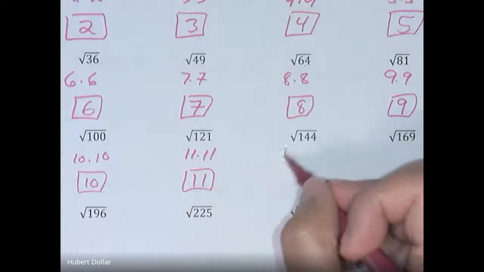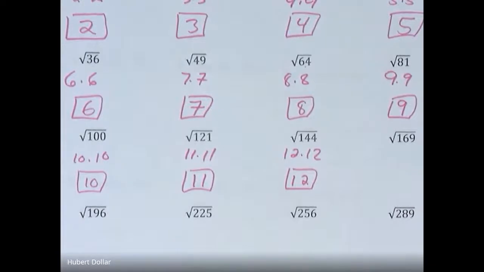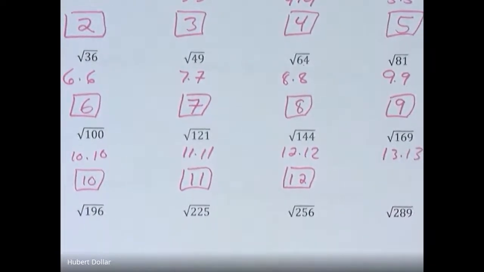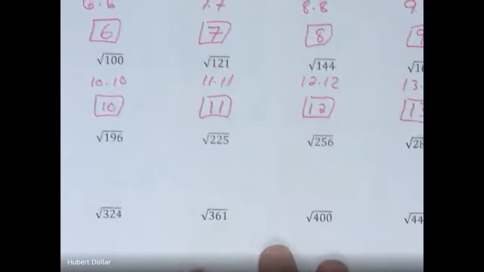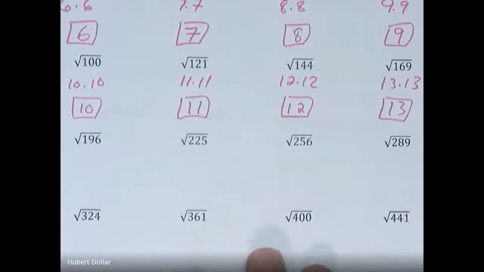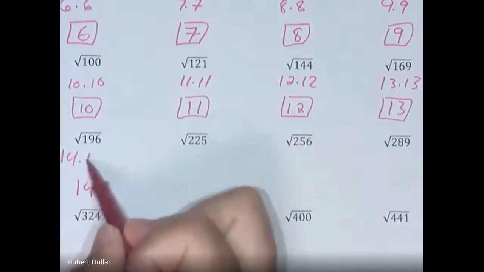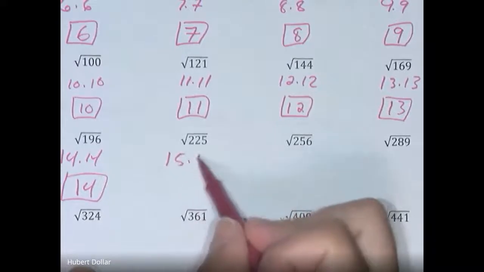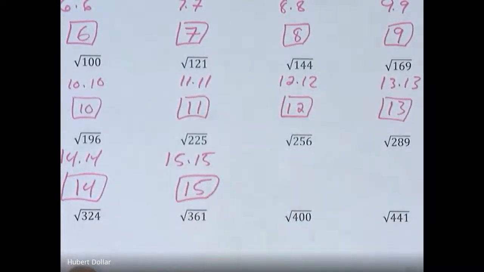The square root of 144 is 12 because 12 times 12 is 144. Because 13 times 13 equals 169, the square root of 169 is 13. And the last couple, you should just go through very quickly. The square root of 196 is 14 because 14 times 14 is 196. 15 times 15 is 225, so the square root of 225 is 15.